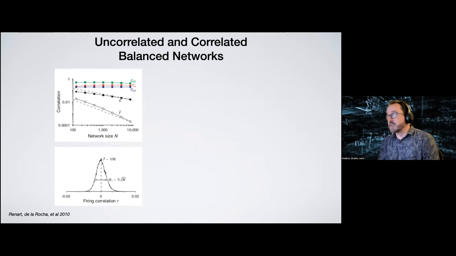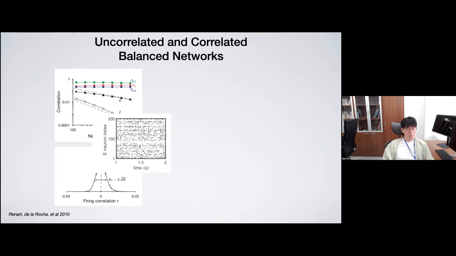In that case, as the network size grows, activity remains irregular and correlations between the activity of cells in the network drop to zero. That's what you typically see. So this is the typical activity you would see in a balanced network. It's in an uncorrelated state.